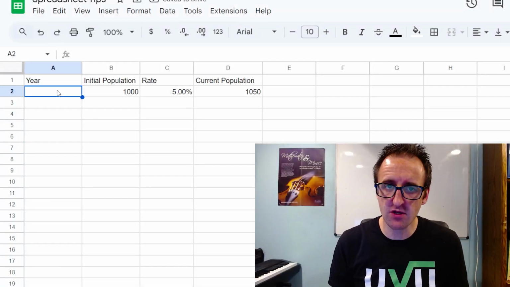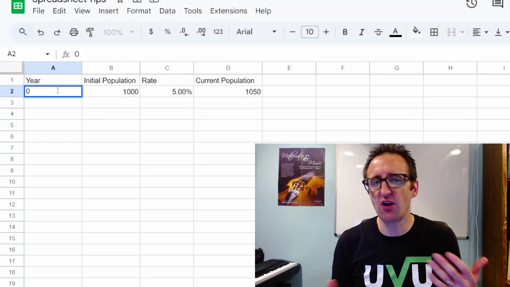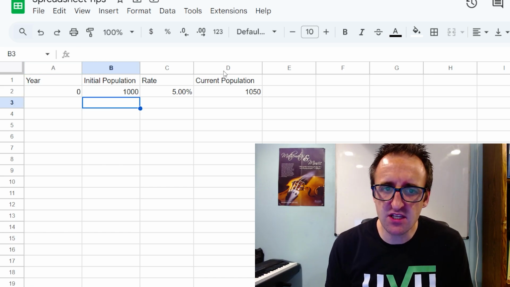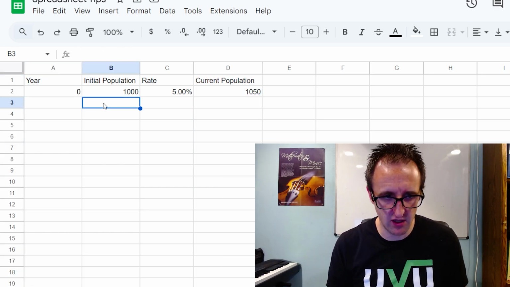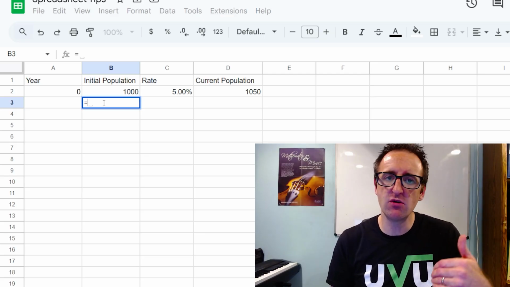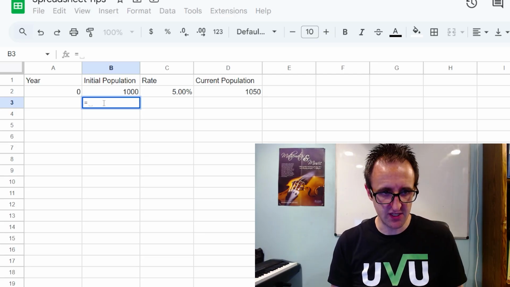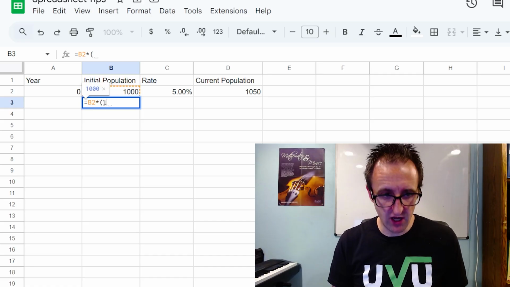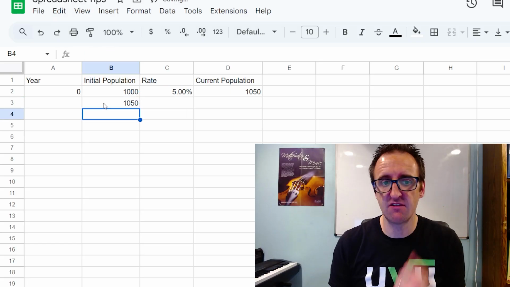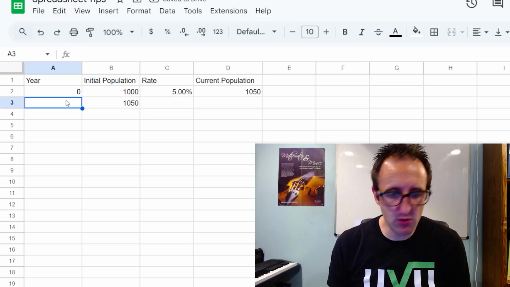The first year we'll list is actually year 0, so that our first row just represents what we're starting with. And instead of using this current population formula, we're going to have this field reference the value of the population one above it, so that'll be B2, times 1 plus the growth rate, which now is at C2 because we added a column. And so this will produce that 1,050 that we saw from before, and that will be for year 1.